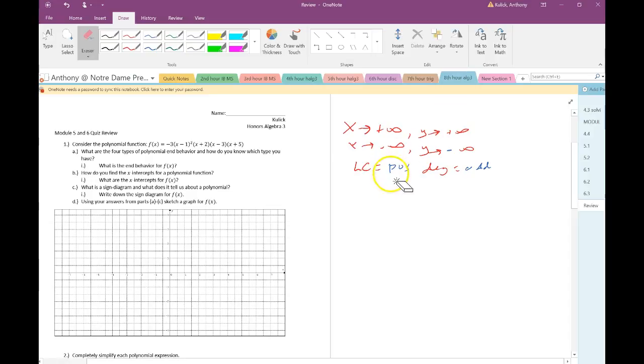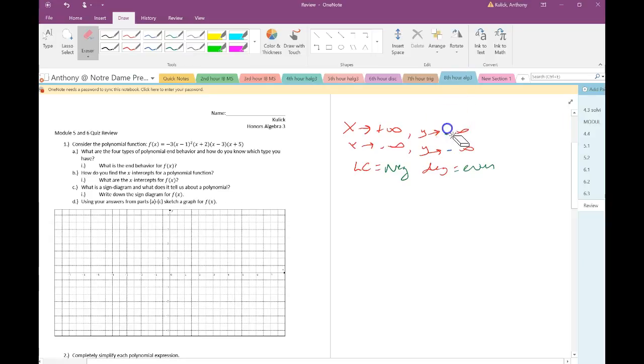You can also have it happen where x approaches positive infinity, y approaches negative infinity, x approaches negative infinity, y approaches negative infinity. This happens when the leading coefficient is negative and the degree is even.